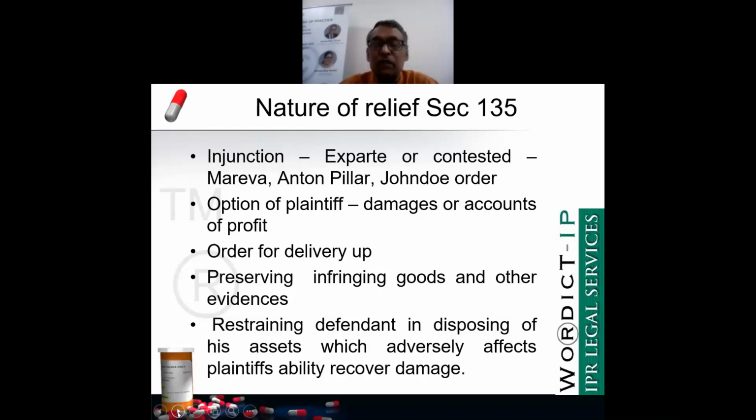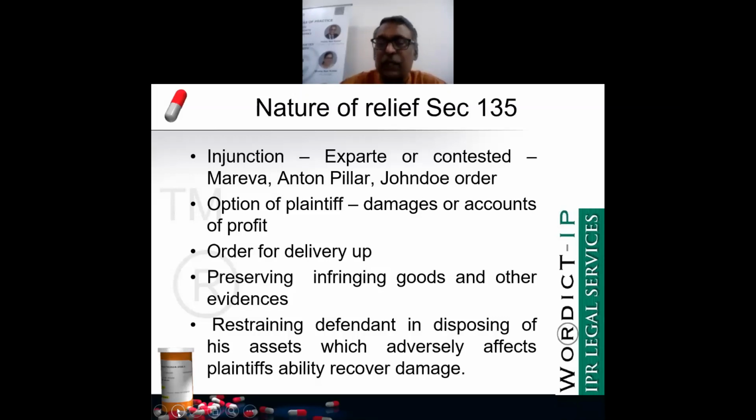Then accounts of profit is a much more purposeful order that can be sought. Now, accounts of profit is you put the burden on the defendant. What you tell the court is, look, he's manufacturing similar products, and I found out that he has been manufacturing similar products for the last 3 years. So what he has to do is he has to submit accounts. For that, a commissioner can be appointed, or in 1 or 2 cases, I even got a chartered accountant appointed as commissioner of the court, where the accounts were given to him and the accounts of profit is kept.